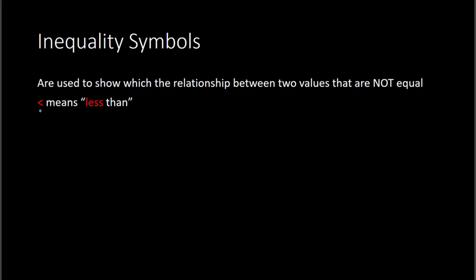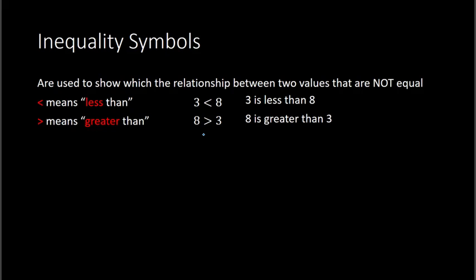So this symbol here in red means less than. So for example, 3 is less than 8. Okay, this would be a true expression showing that 3 is smaller than 8. And in English, we can say this as 3 is less than 8. Another symbol is the greater than symbol. So the greater than symbol looks like this. And using the same numbers, 3 and 8, we could say that 8 is bigger than 3. So this would be the math notation. And in English, we would say 8 is greater than 3.